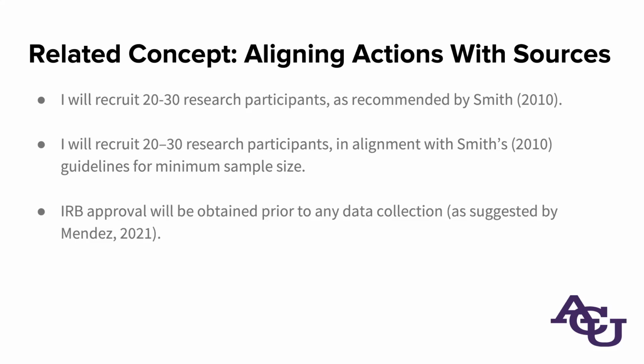And you might also use phrasing like this: IRB approval will be obtained prior to any data collection, as suggested by Mendez 2021. Now, it would also be correct to have this sentence read, IRB approval will be obtained prior to any data collection, as suggested by Mendez, parentheses 2021. But really, it's kind of an incidental note saying you're aligning with it. And so putting all of that in parentheses just helps the reader parse the flow of the paragraph better. And just a reminder, when you are aligning your actions with a particular source, these cited sources should all be listed in the references list.